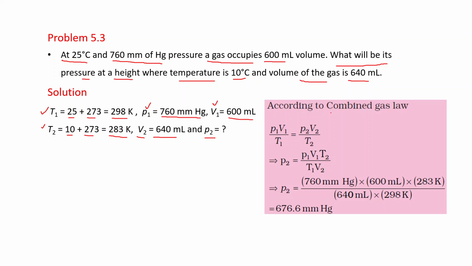Then according to combined gas law, P1 V1 divided by T1 is equal to P2 V2 divided by T2, and we have to find out P2. Okay, then put the values. P1 760 mm Hg, V1 600 ml, T1 298 Kelvin, T2 283 Kelvin, V2 640 ml, and if you solve it, we will get 676.6 mm of mercury. This is the pressure. Okay.